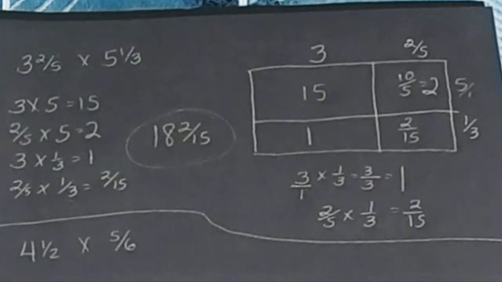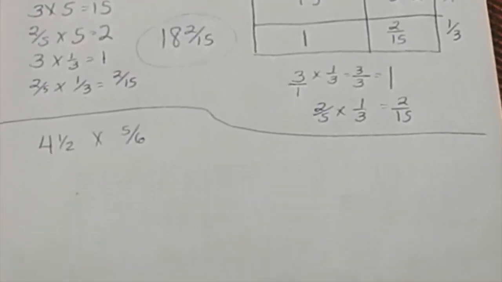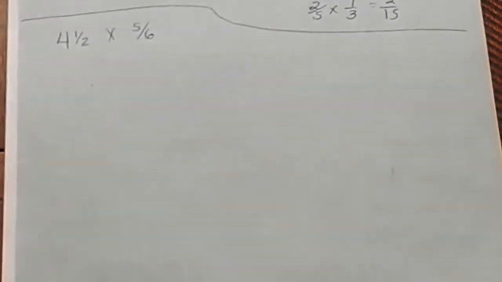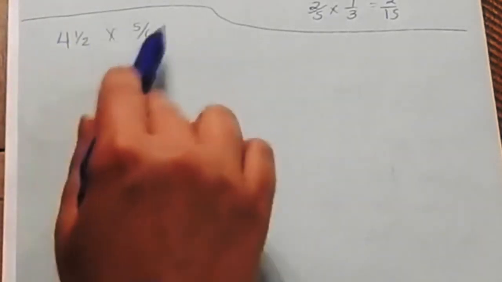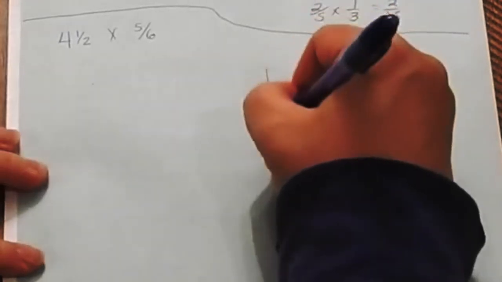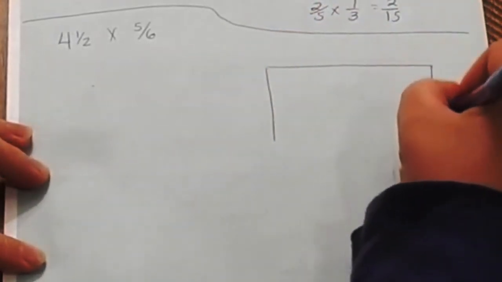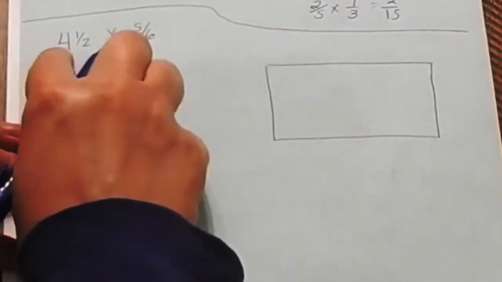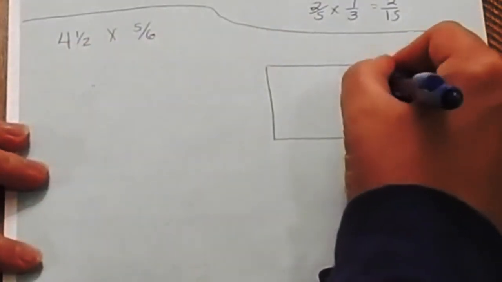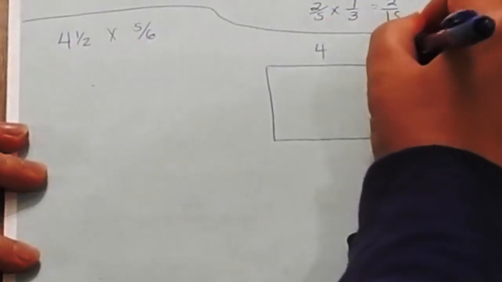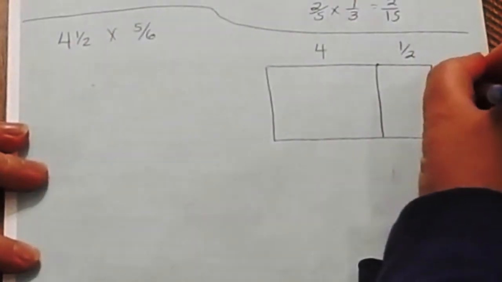Okay, one more. All right, 4 and 1/2 times 5/6. Oh, I like this. It's only one mixed number and one fraction. So when I draw up my area model, I only have to break up one of them, because this is actually 2 parts. So we're breaking apart the whole number and the fraction. So I'm breaking that into 4 and 1/2 times 5/6.